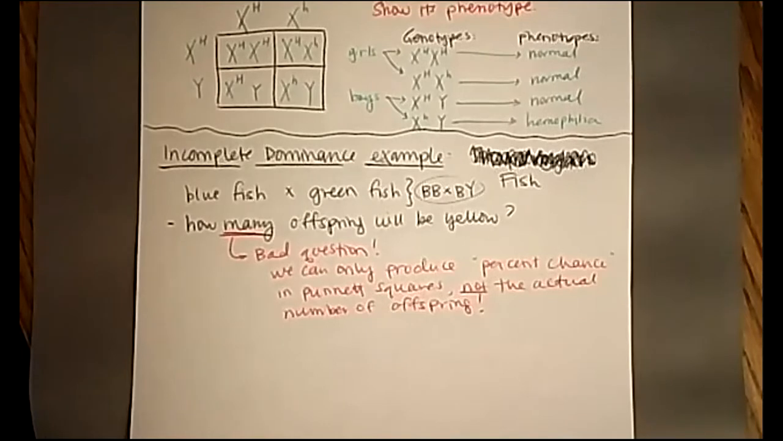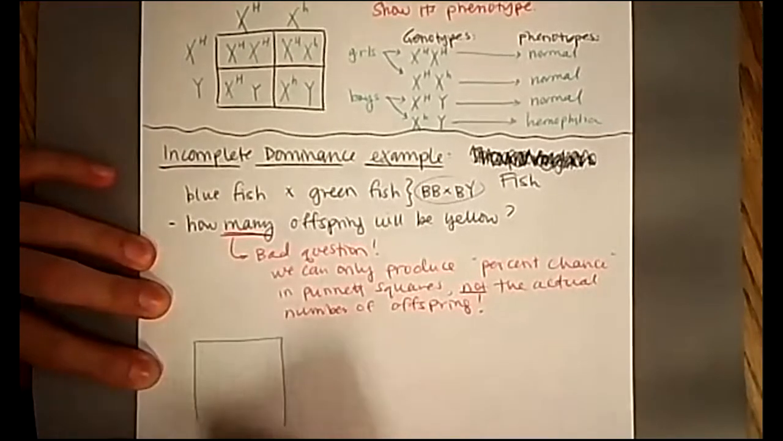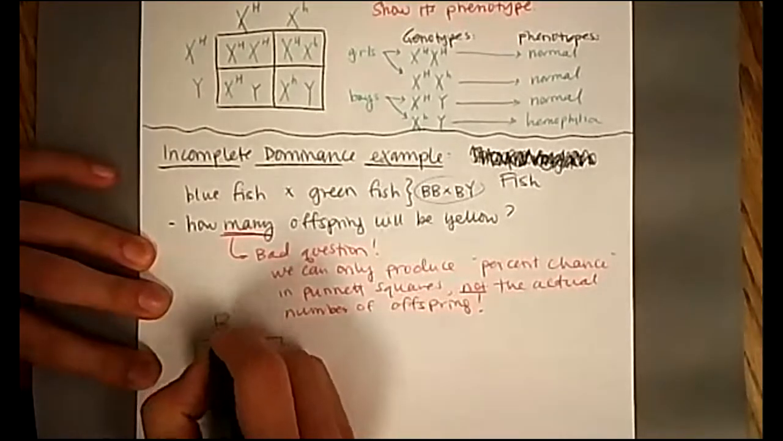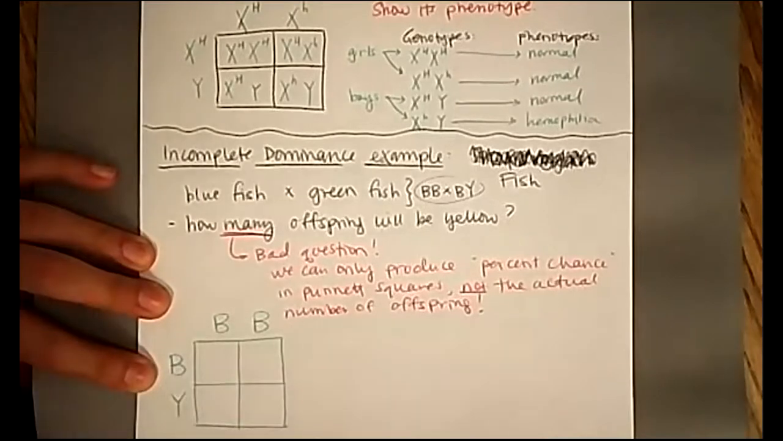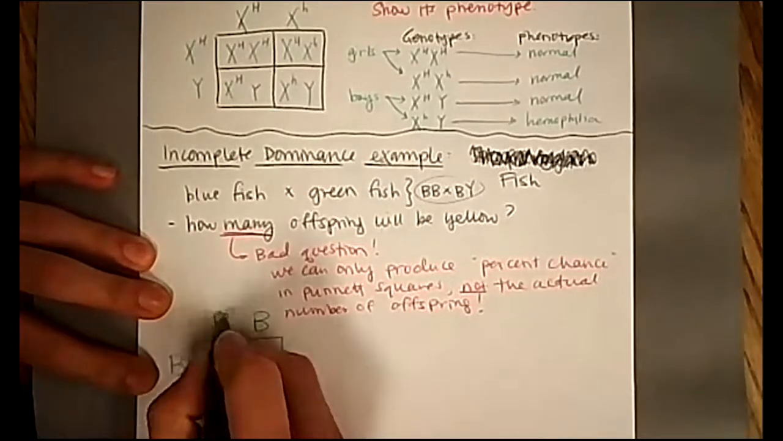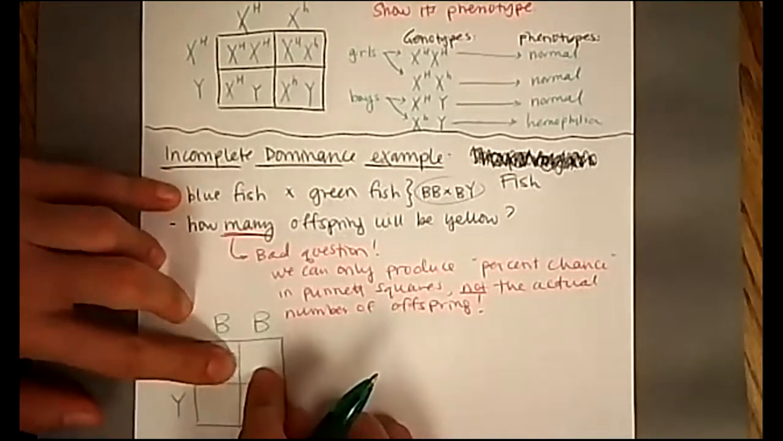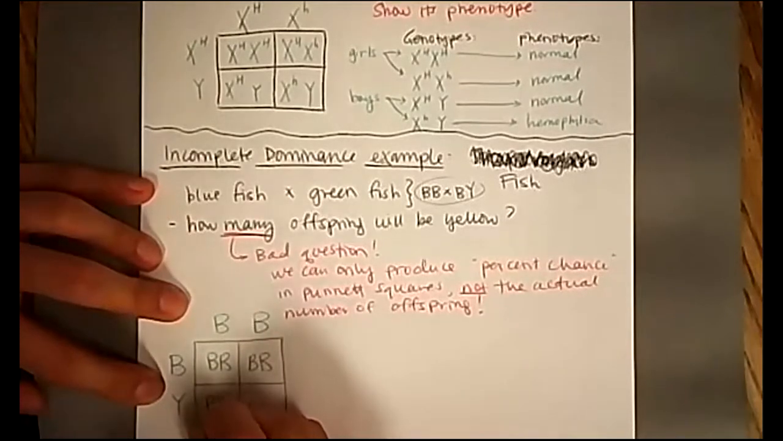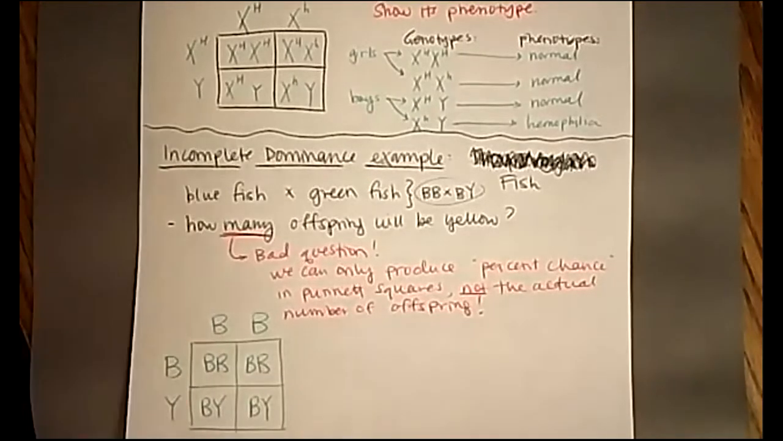So we're crossing a blue fish and a green fish. You're going to want to set up a Punnett square, and obviously you need the square. We're going to put the blue fish up top, so that blue fish is a capital B, and that green fish is going to be capital B, capital Y. And when you do the Punnett square, you end up with this as your result.